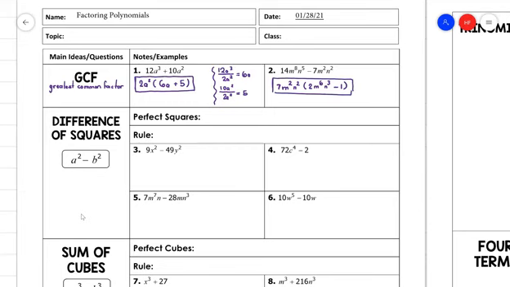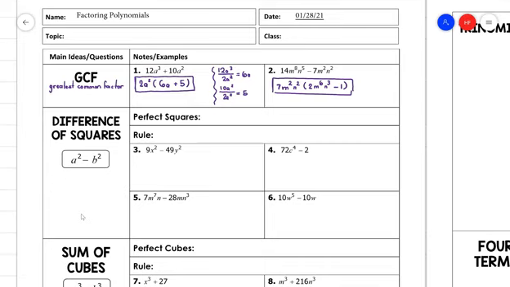Now on the next section it says difference of squares, a squared minus b squared. A perfect square is a number that when you take the square root of it, you get a whole number. If I took the square root of 2, it's not a whole number, it's a point something something something. So that is not a perfect square. A perfect square is something like 4, because when I take the square root of it, I get 2.